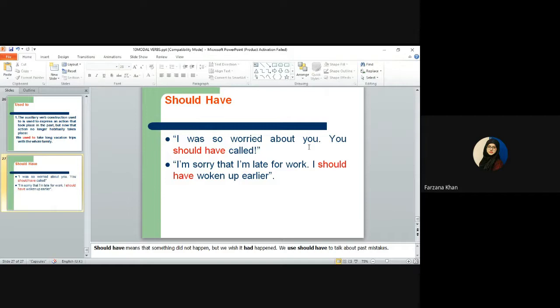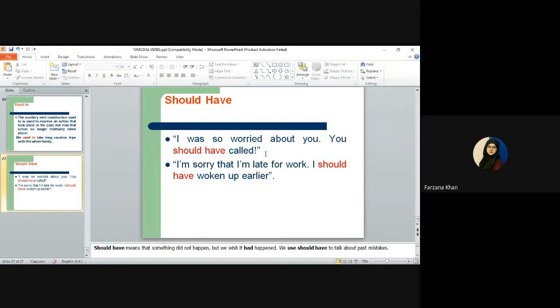I was so worried about you. For instance, the mother is talking to the son. So she is saying, I was so worried about you. You should have called me. Right? So here the mother is saying that she was worried about you, basically talking in the past tense. So "you should have called me" means she is making him realize his mistake, कि उसको call करनी चाहिए थी. I should have listened to my teacher.